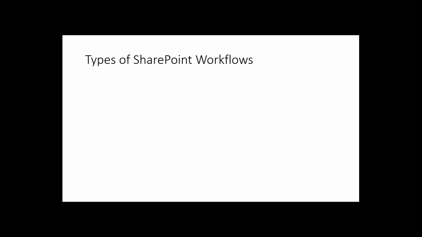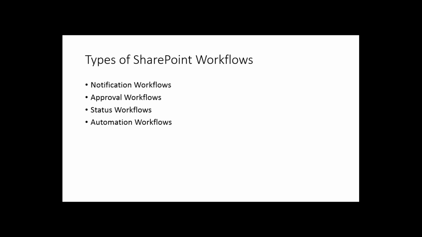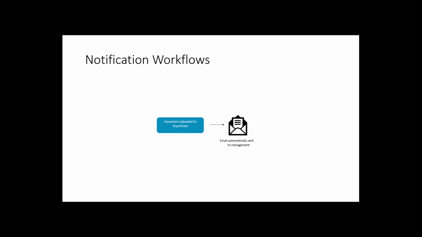So, types of SharePoint workflows. The first type is notification workflow. The second type is approval workflow, and we are going to see in detail what exactly these workflows are. Then we have status workflows, then automation workflows, and finally custom workflows. For a notification workflow, for example, if you want that whenever someone uploads a document in a document library, it automatically sends an email to Mr. X, you can do that using notification workflows.